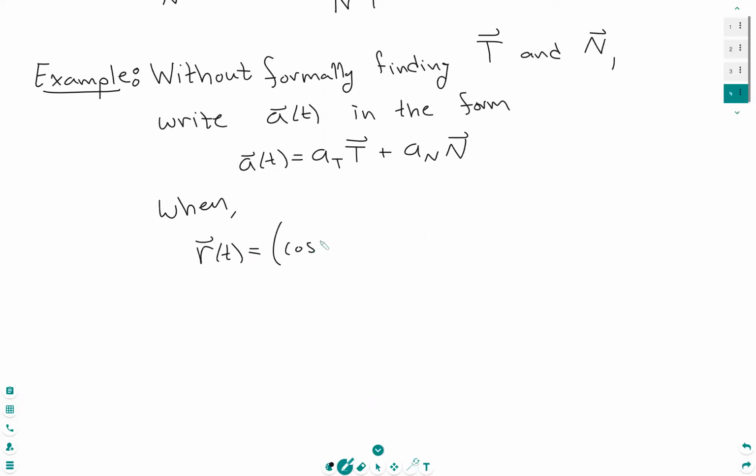is cosine of t plus t sine of t i hat plus sine of t minus t cosine of t j hat, where t is positive. Okay.